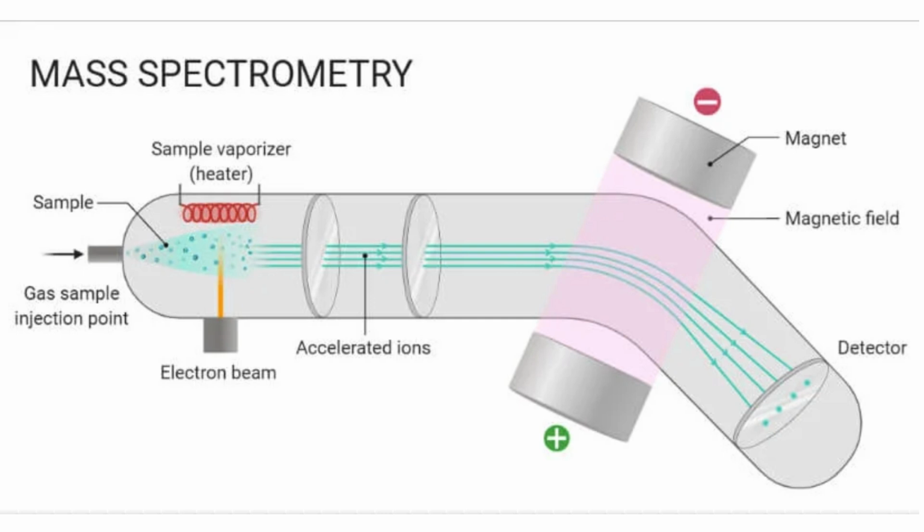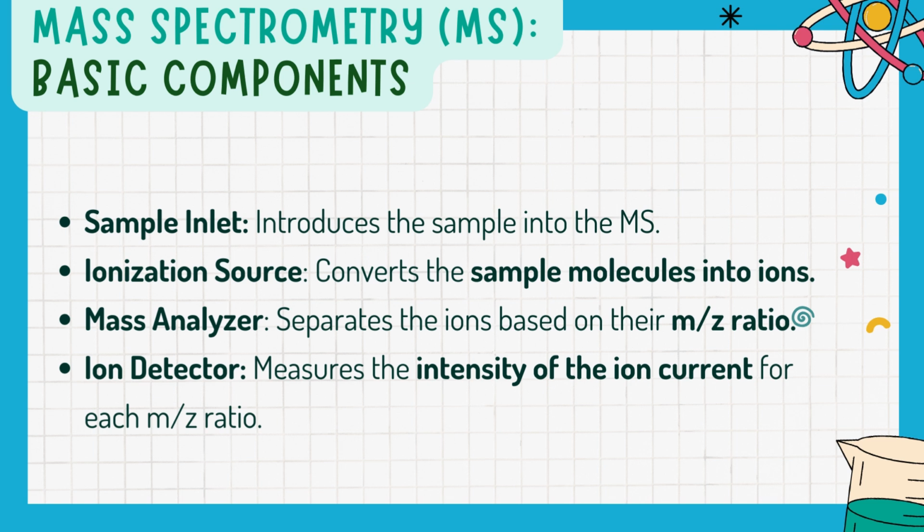So before the ions can reach the detector, they need to pass through a magnetic field or an electric field. In the detector, this is where the ions are detected and signals are recorded to give mass spectra, hence mass spectrometry. So for mass spectrometry, we have the basic components: sample inlet, ionization source, mass analyzer, and the ion detector.